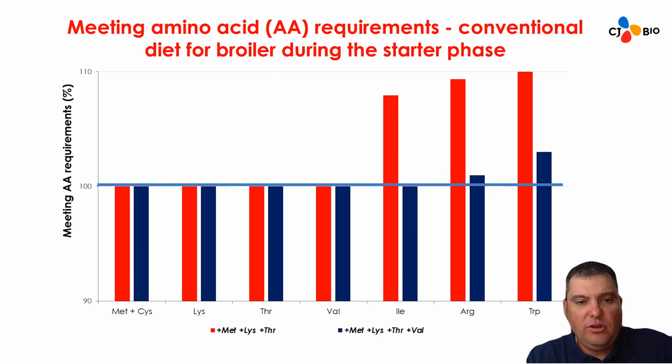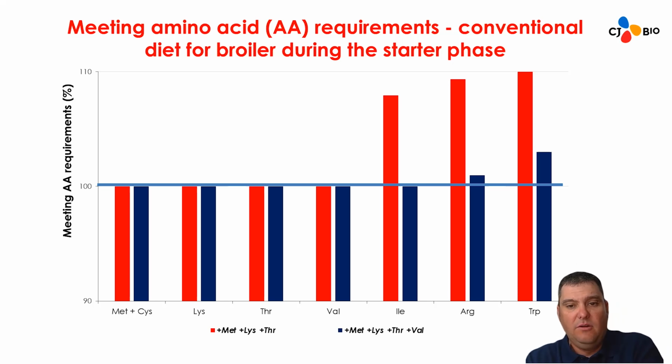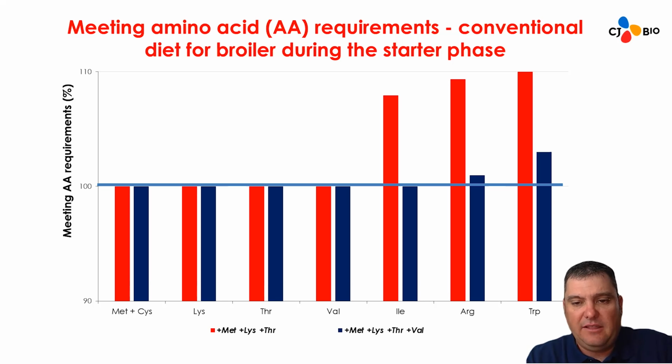So here, if you look, we've got two different scenarios. We have a red bar and a blue bar. The red bar is a diet utilizing methionine, lysine, and threonine, whereas our blue bar is utilizing methionine, lysine, threonine, and valine. So here on the red bar, you can see we're hitting our minimum recommendation for valine, and we have some fairly high levels or excesses of isoleucine, arginine, and tryptophan.